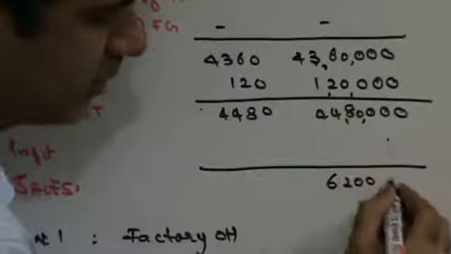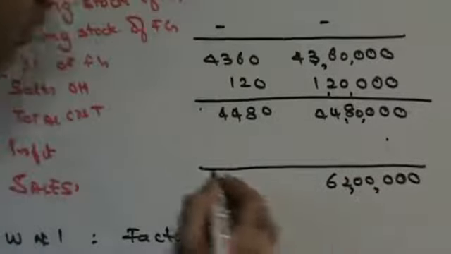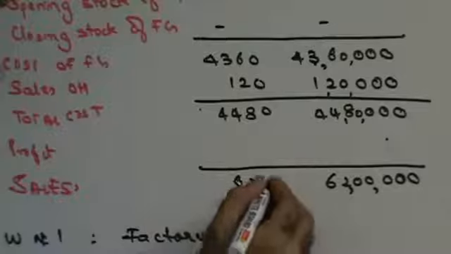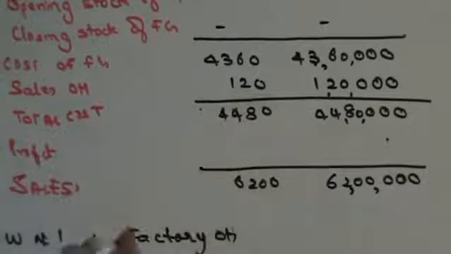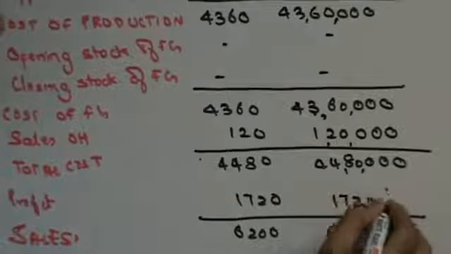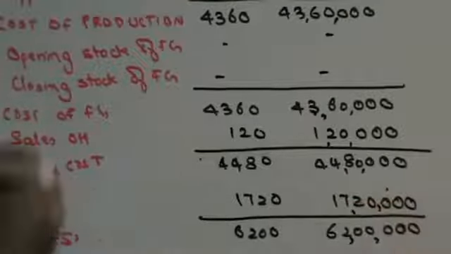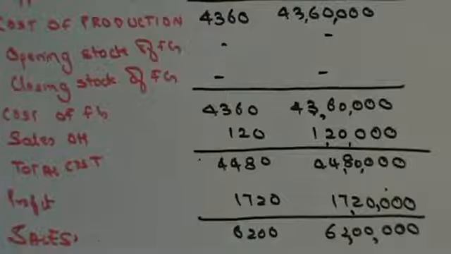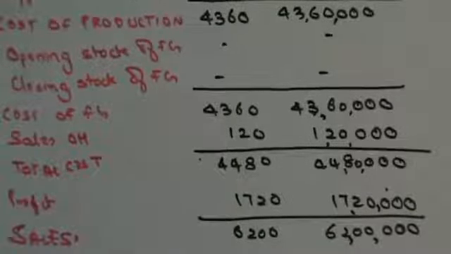Now, sales is given to you as 62 lakhs. So this is 6,200. Someone please give me the cost. 1720. So that was the first year data. Straightforward, no problem. Now let's see the second year data.